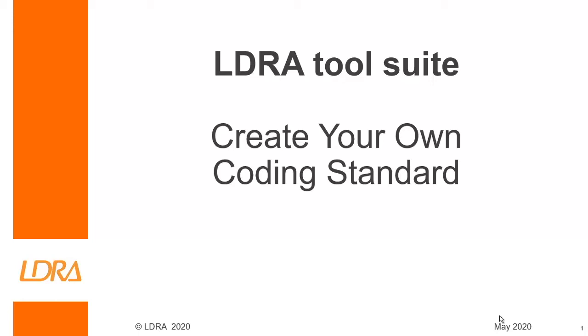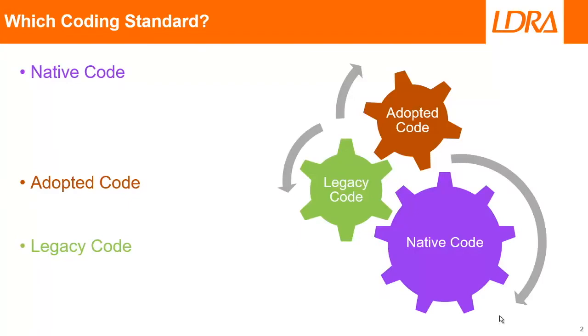In this video, I'm going to show how you can create your own coding standard. Now, which coding standard should we use? Well, it really depends on the kind of code you're creating. In any project, often there's going to be three different types of code. Most of the code, hopefully, is going to be what we call native code. This is code in which you're writing it and you have complete control over it.